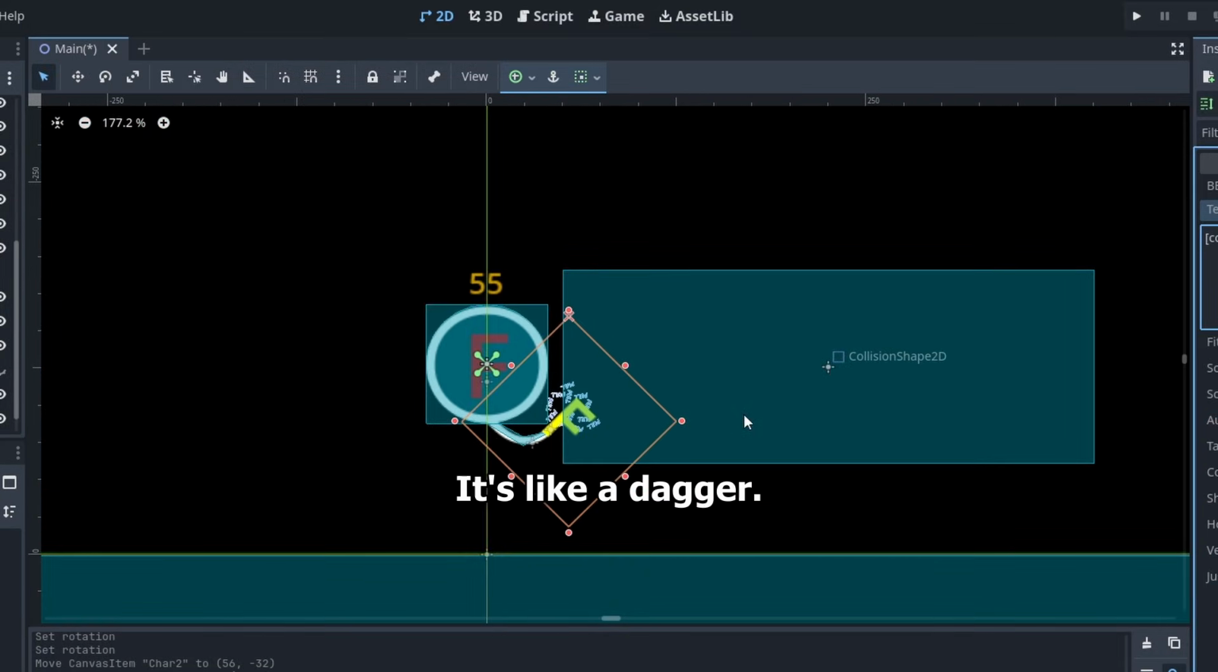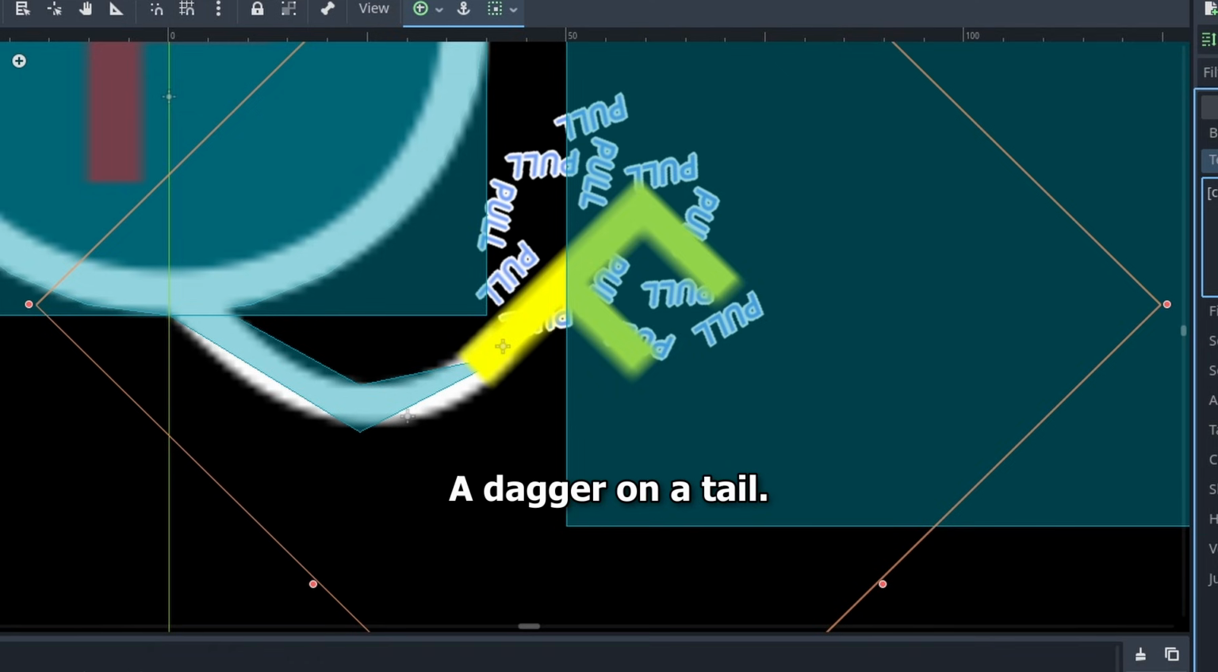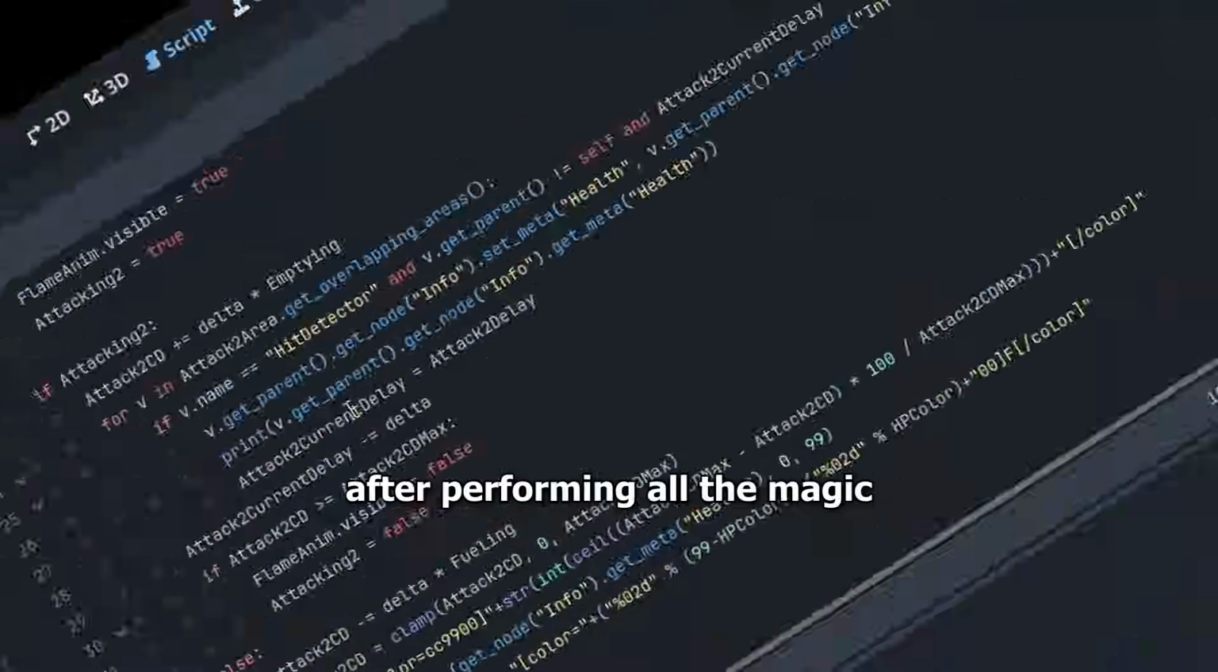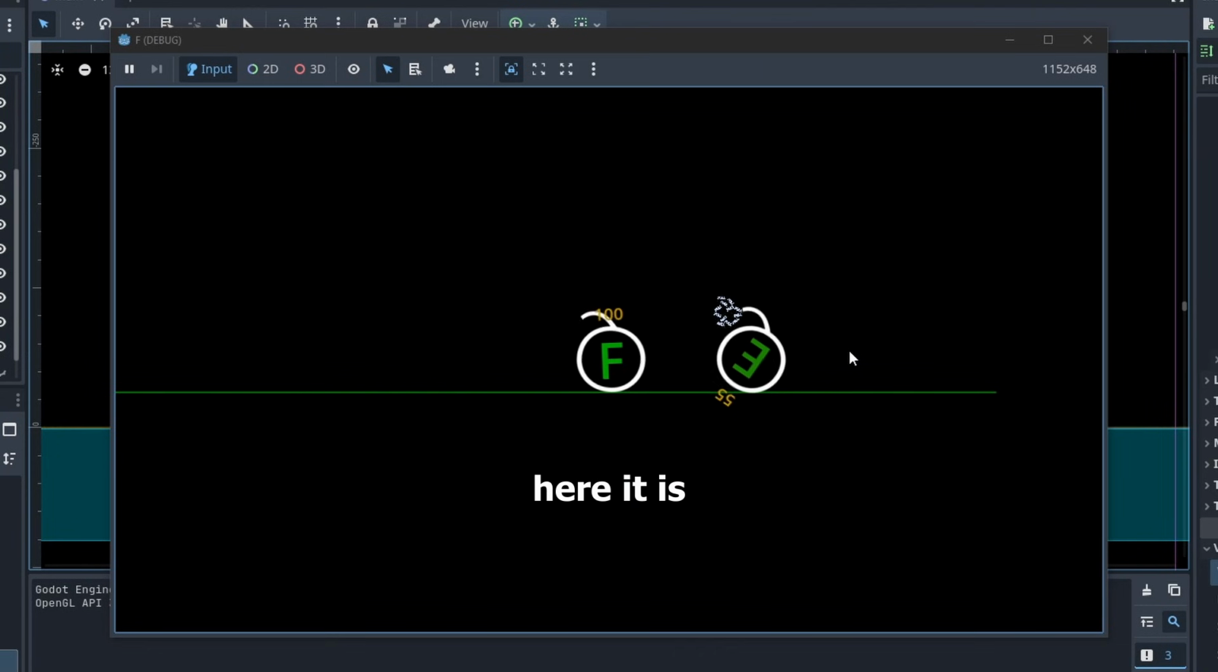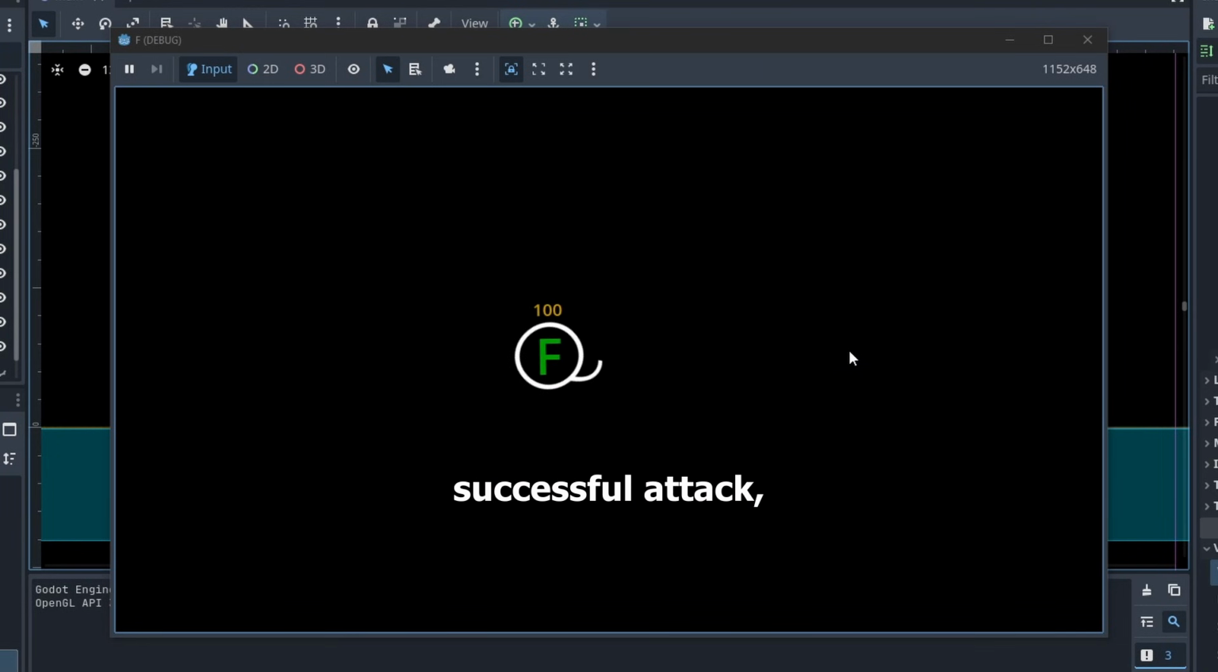It's like a dagger on a tail. A dagger on a tail. Man, this looks bad. Anyways, after performing all the magic, here it is. After you perform a successful attack, you get shot back the opposite way. Now that we're done with the player, it's time to deal with the enemy.